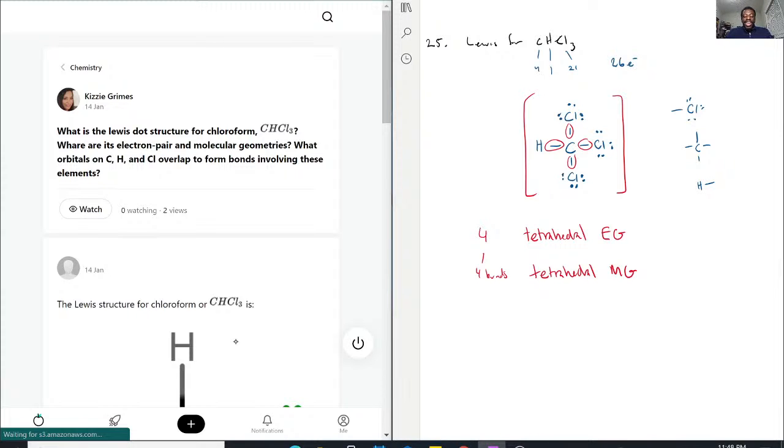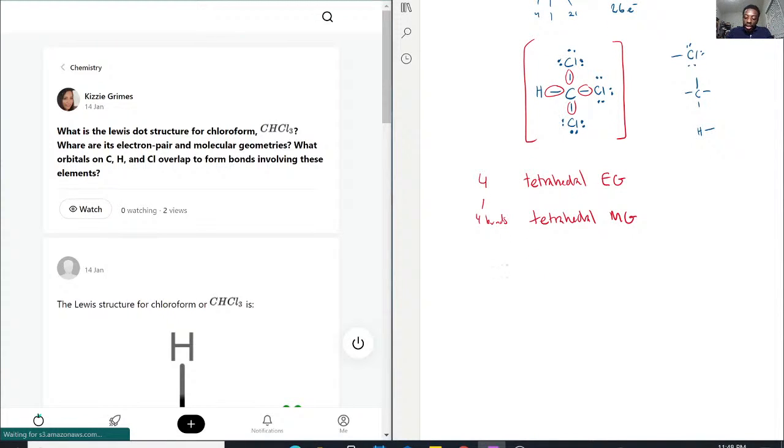Now, for it to be tetrahedral, it actually tells us the hybridization. Based on the shape, carbon is sp3 hybridized. That's very crucial because it tells us what orbital carbon will be using to overlap with the hydrogen and the chlorines to form bonds involving these elements. Hydrogen, if we wrote it out, would be 1s1. Pretty much it only has an s orbital. That's all hydrogen has.